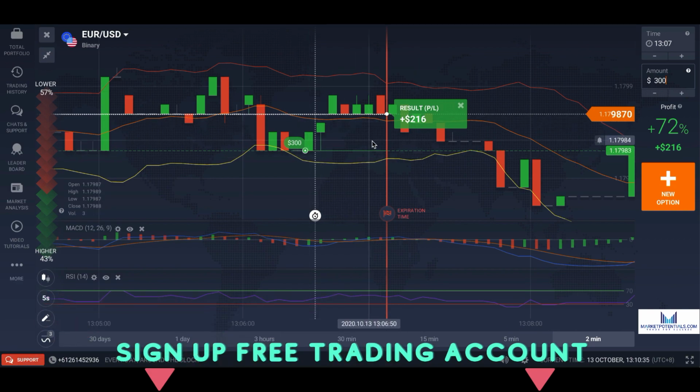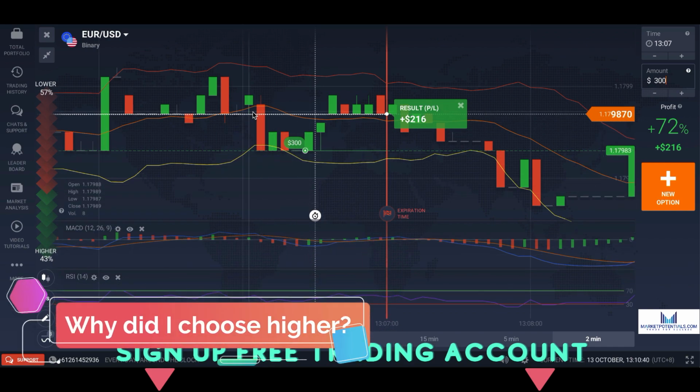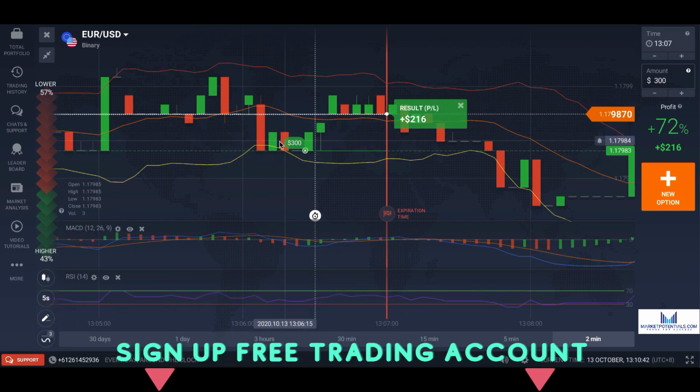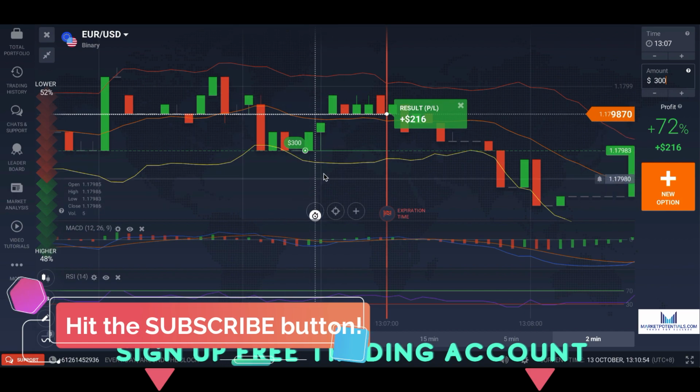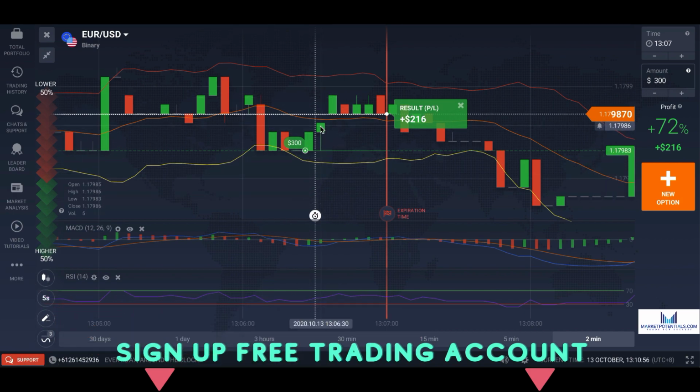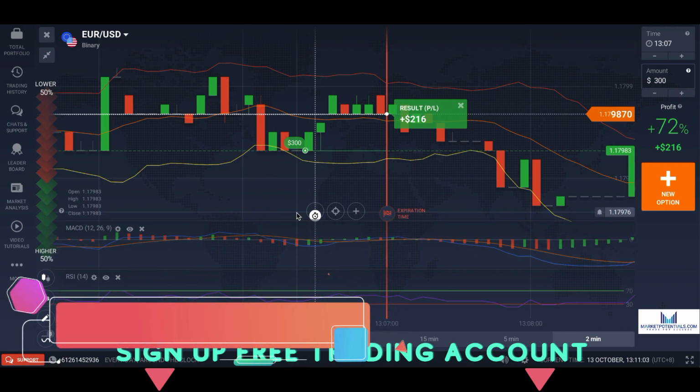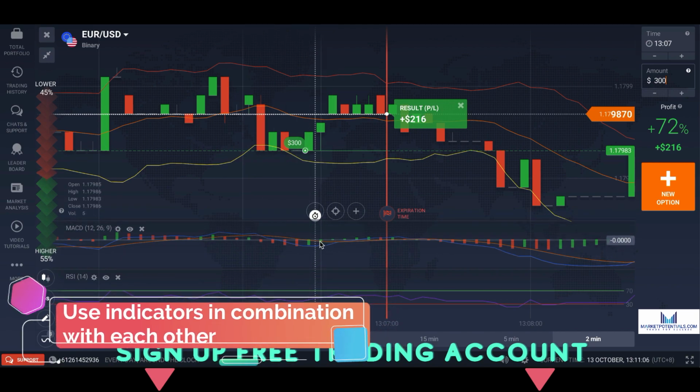Now, let's see. I selected higher. Now, why did I select higher? If you have a look at these indicators that I'm seeing here, you can see that the price started dropping here, okay? And I actually selected higher at this point. Now, at this point where I made my decision, there were a couple of things that I'm looking at. Firstly, the candlesticks, obviously, the Bollinger Bands. But in this case, the Bollinger Bands is not really telling much, okay? But I'm also coupling it with the MACD, the moving average convergence divergence indicator, and the RSI, or the relative strength indicator.